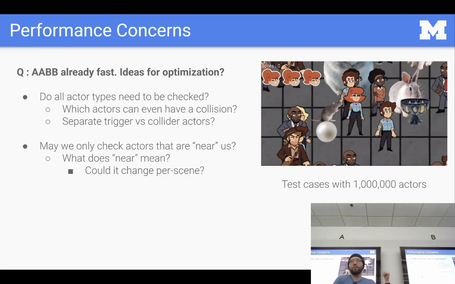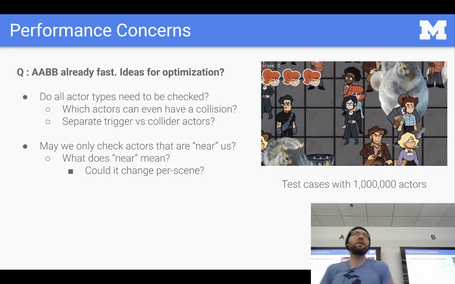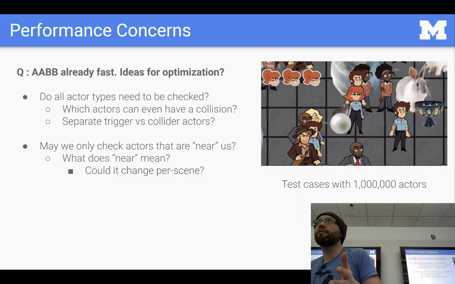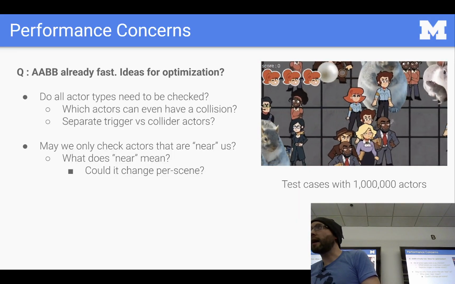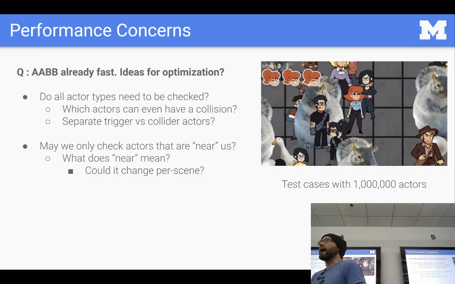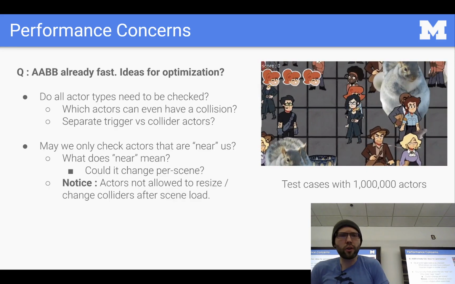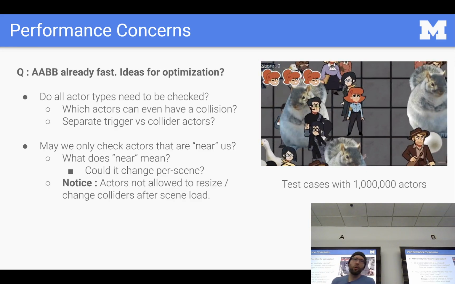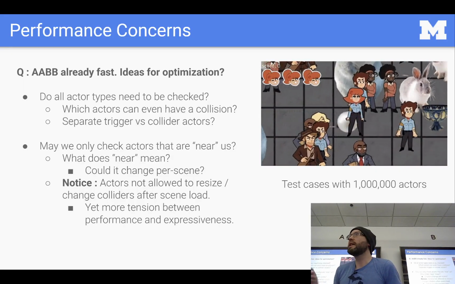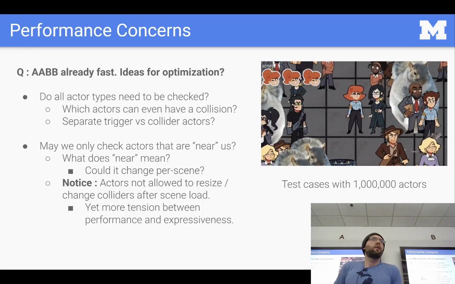So could it change per scene? No. There are lots of things that are rigid in our game right now. Actors cannot resize themselves mid-scene. You cannot spawn new actors mid-scene or destroy them. And so you can use these facts to dramatically speed up your collision detection. Notice actors are not allowed to resize or change colliders after the scene is loaded. This is a really interesting point of tension between performance and expressiveness.